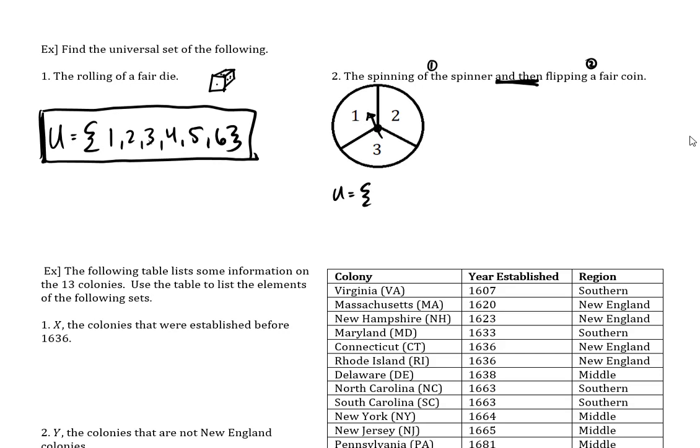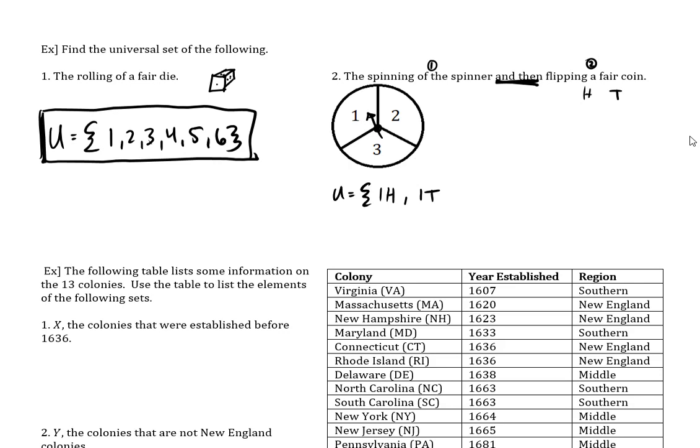So our universal set would be, well, if I spin the spinner, it could land on 1. And then if I flip a fair coin, we usually say it is either going to land on heads or tails. So we'll abbreviate heads or tails with H and T. So if it lands on 1 and then I flip the coin, it could land on heads or it could land on tails. So let's get both those outcomes right there. If I spin the spinner and it lands on 1, afterwards it has these 2 options.